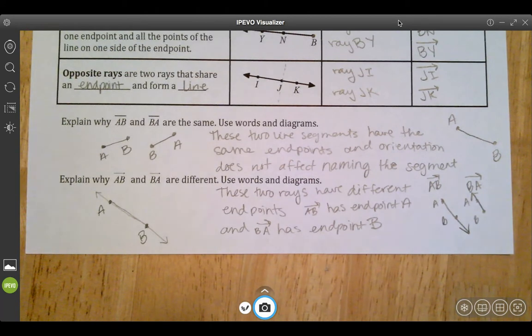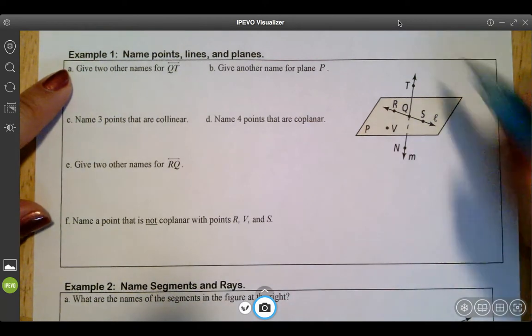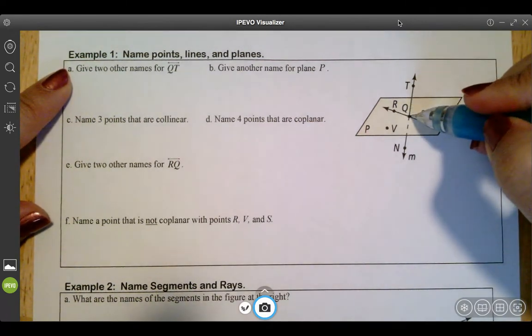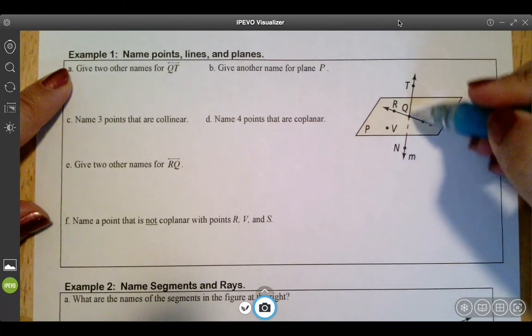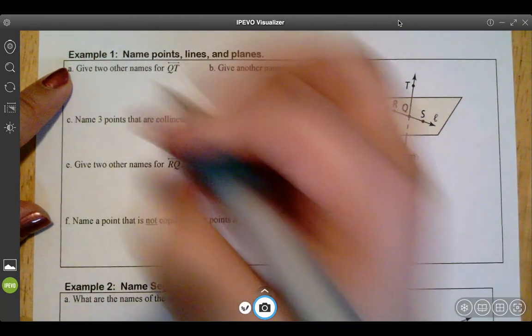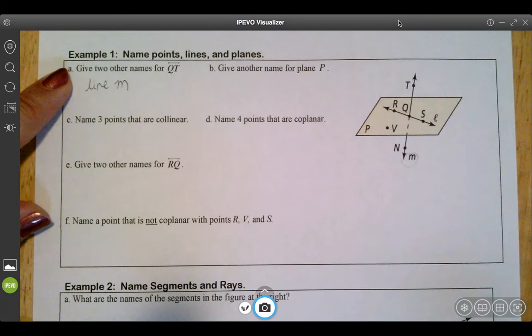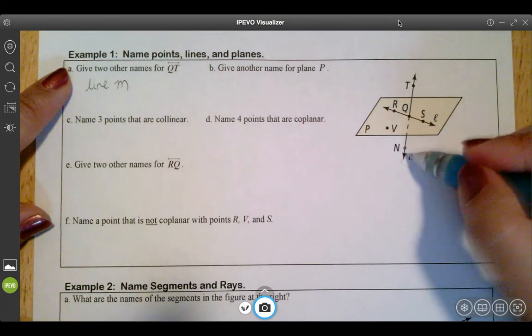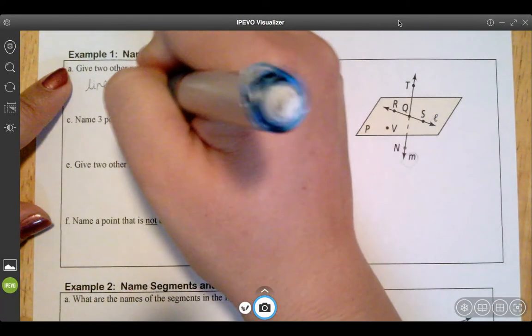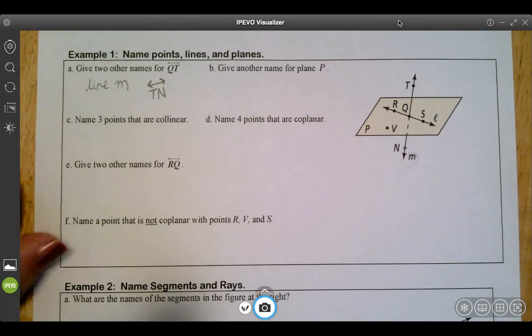Let's take a look at the next page. So we're looking at an example. We need two other names for line QT. So where is line QT? Here's point Q and point T, so the line that goes through it, and we want two different names. Well, notice this line is named M, so we can call it line M. It also has a point N, so we could also call this line TN, for example. Now there are a lot of names that you could use for this line. These are not the only two, but we only need two of them.